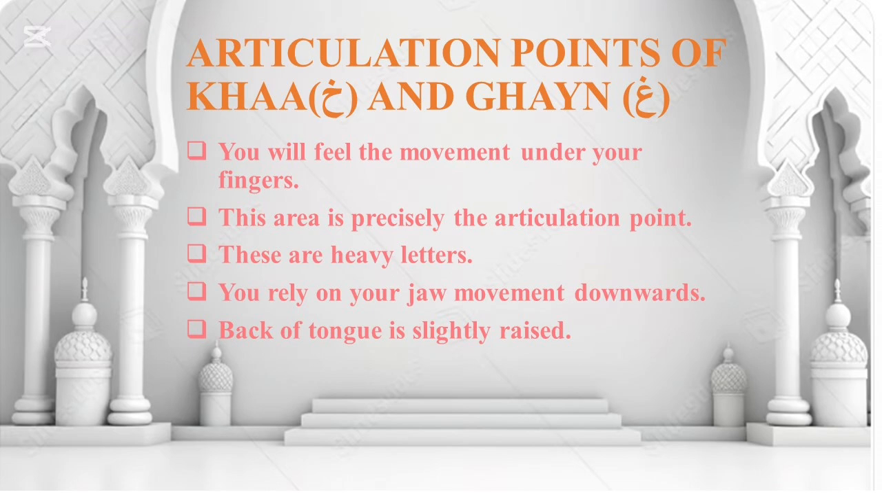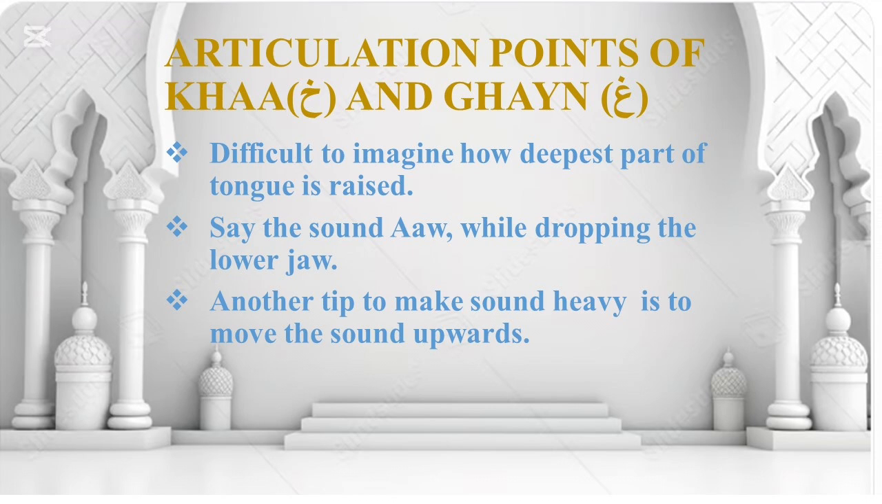With the heavy letters, back of the tongue is slightly raised, and it will be difficult to imagine how deepest part of the tongue is raised. For that, say the sound O while dropping the lower jaw. Now try again with these letters. Kha and then Gha. And another tip to make the sound heavy is to move the sound upwards.